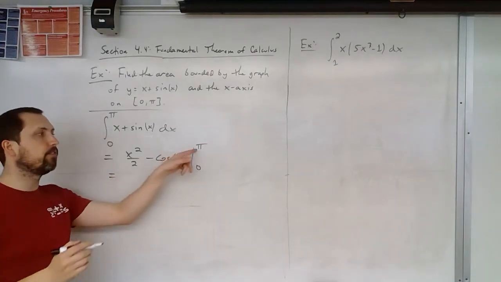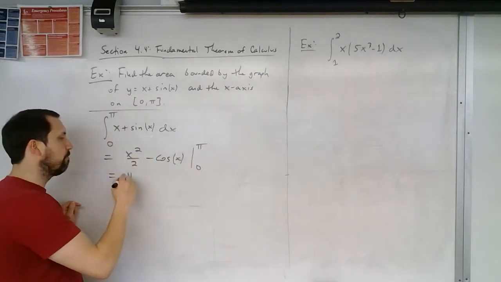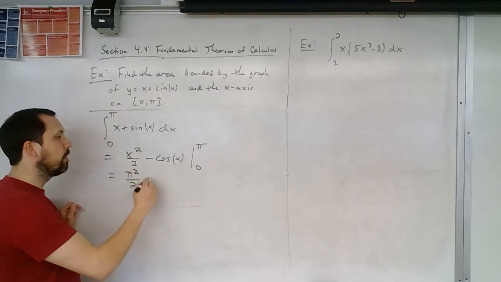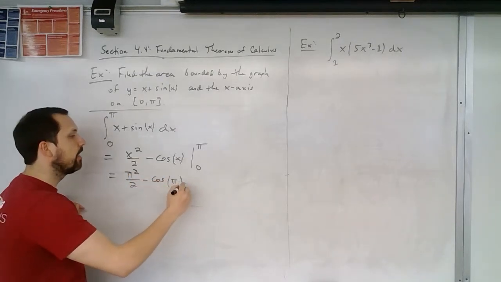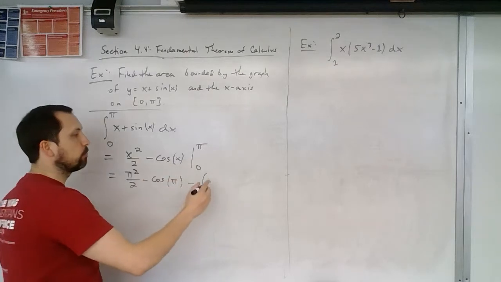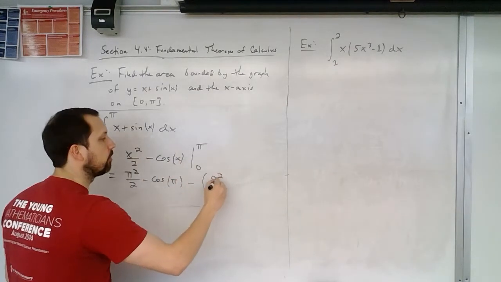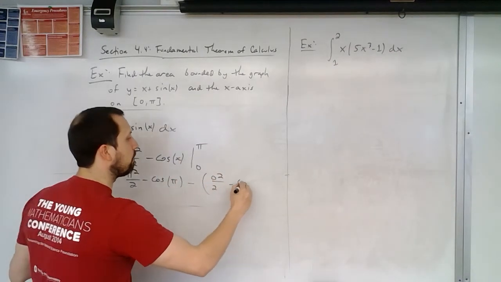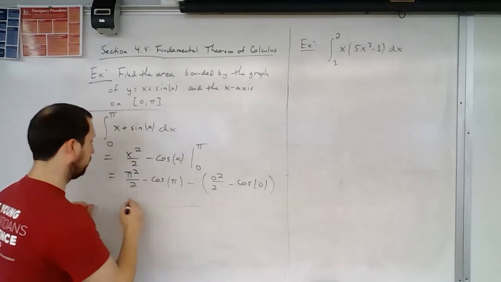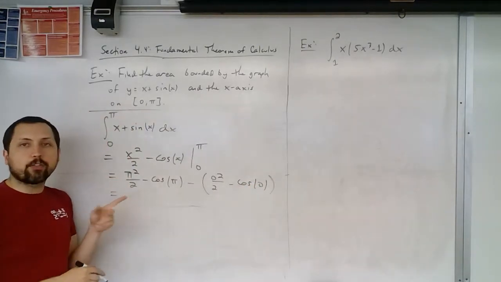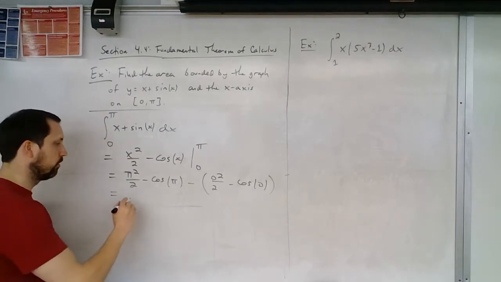So remember, top goes in first, so I plug in the pi. So I have pi squared over 2 minus cosine of pi. And then I subtract off this whole expression when I plug in 0: 0 squared divided by 2 minus cosine of 0. Pi squared over 2 just stays pi squared over 2.